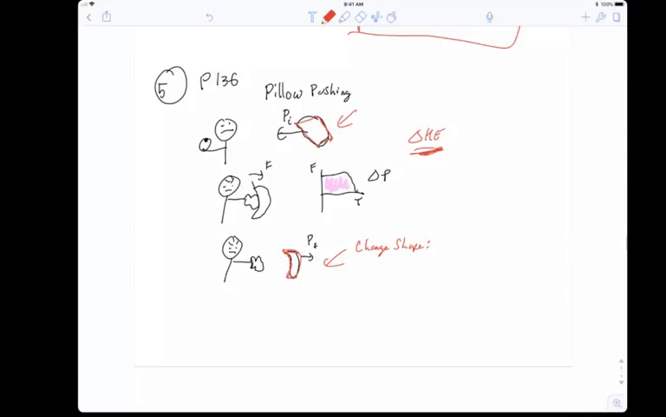Change shape. Generally speaking, when things change shape, their internal energy is changed.